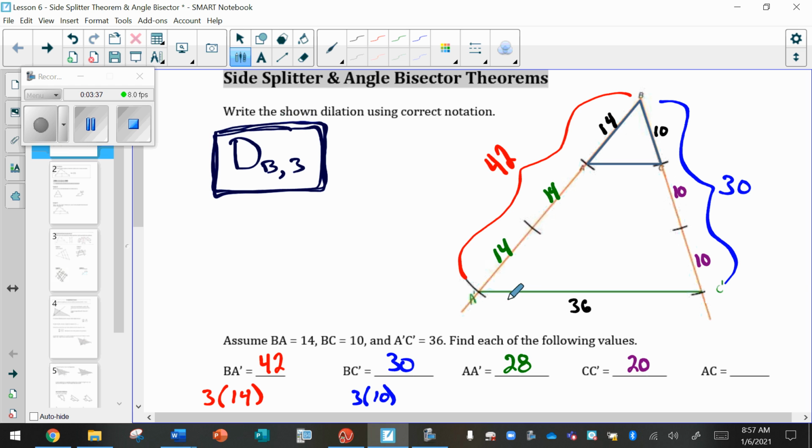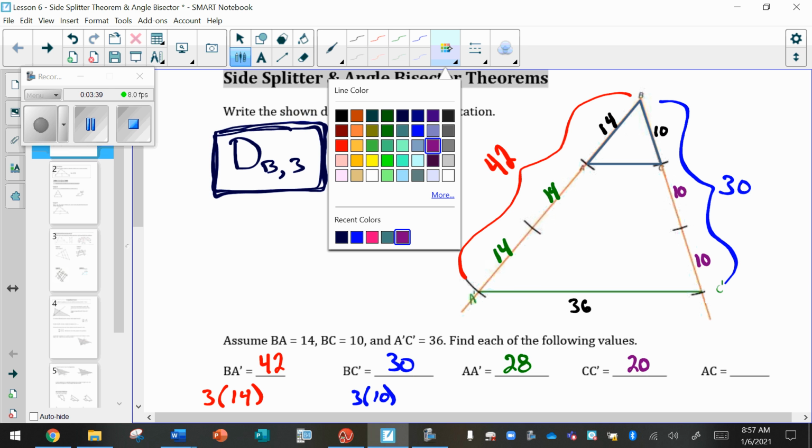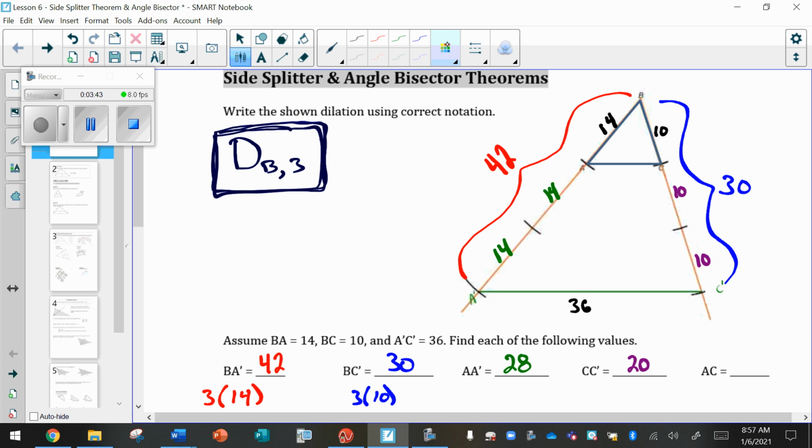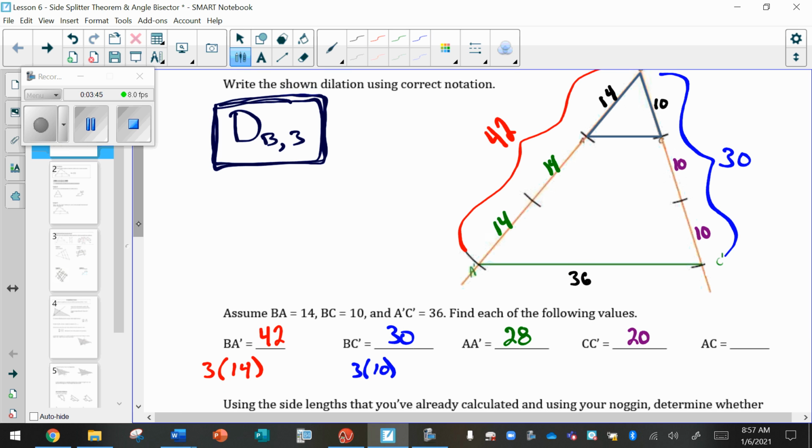Now, working backwards, in order to get AC from knowing A prime, C prime, because the scale factor was 3, the pre-image length AC must be multiplied times 3 to create the new length of 36. So to work backwards, we just divide by 3 to get that AC length to be 12.